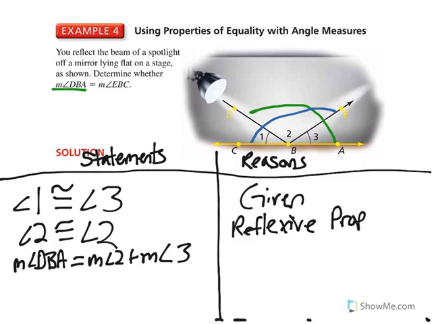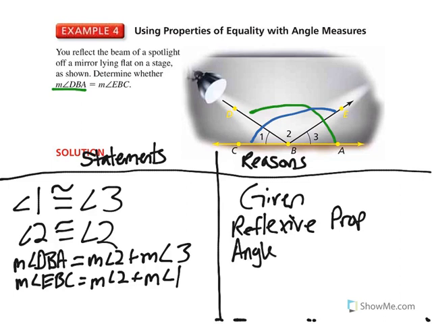The measure of EBC would equal the measure of angle 2 plus the measure of angle 1. And the reason for both of these would actually be angle addition postulate.